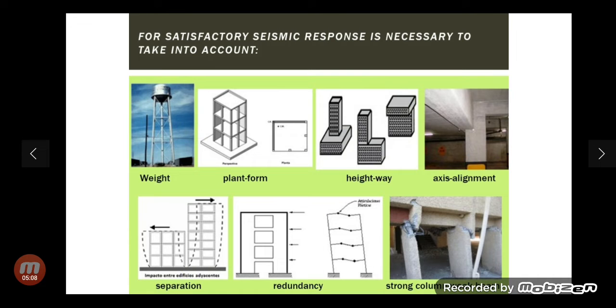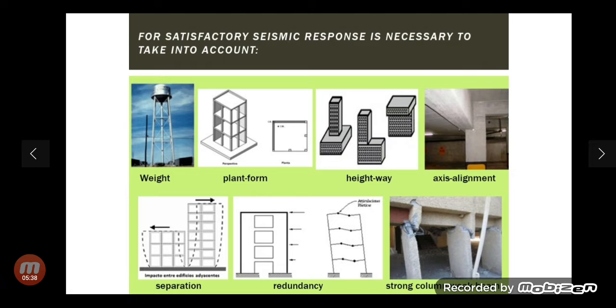Now, for satisfactory seismic response, we have to take some things into account. Some of the necessary things that we take into account are weight of the structure, plan form, height way, axis alignment, separation, redundancy, and strong column, weak beam consideration.